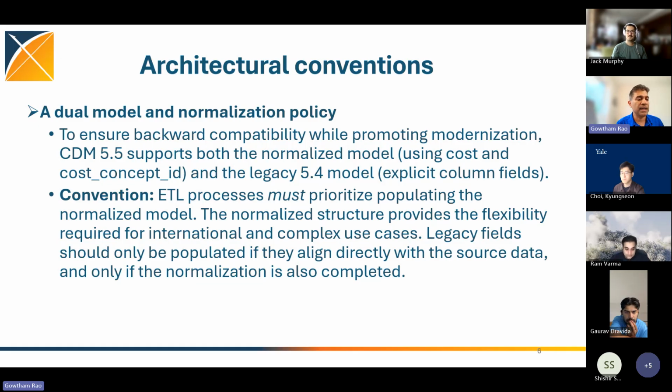But our ETL convention is you must, and that's why it's italicized, we must prioritize populating the normalized long form. The normalized structure provides the flexibility required for mapping international and complex use cases. Legacy fields should only be populated if they have some legacy code that has to absolutely run. But that's an exception, not the rule, and that exception should be only implemented at risk. So we strongly discourage the use of the legacy fields. The legacy fields will be retained because removing them is a breaking change.